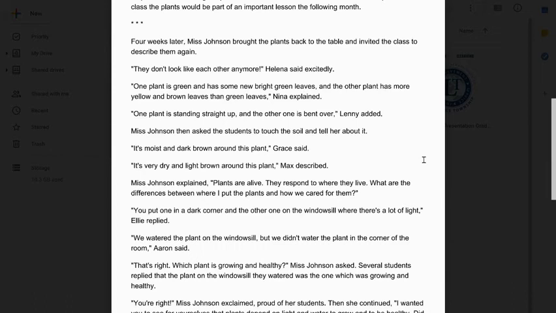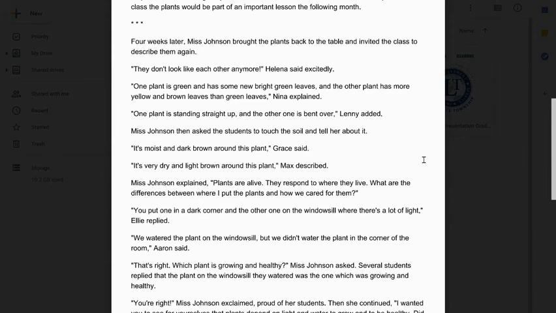"Which plant is growing and healthy?" Miss Johnson asked. Several students replied that the plant on the windowsill they watered was the one which was growing and healthy. "You're right," Miss Johnson exclaimed, proud of her students. Then she continued, "I wanted you to see for yourselves that plants depend on light and water to grow and be healthy. Did you know that plants breathe?"